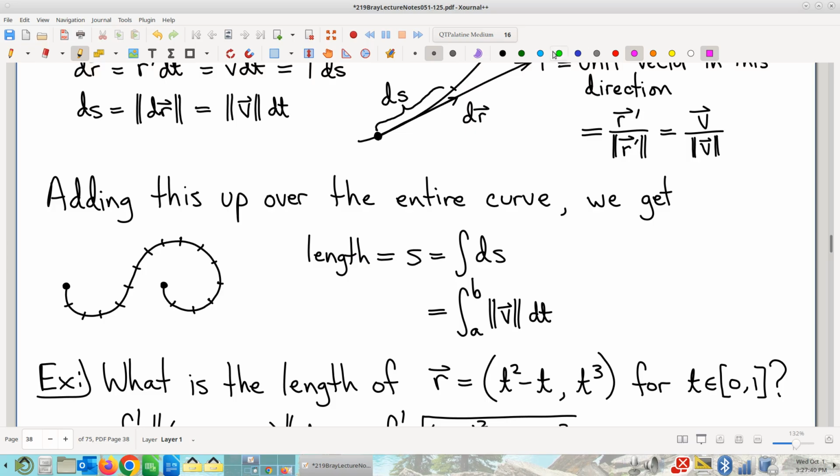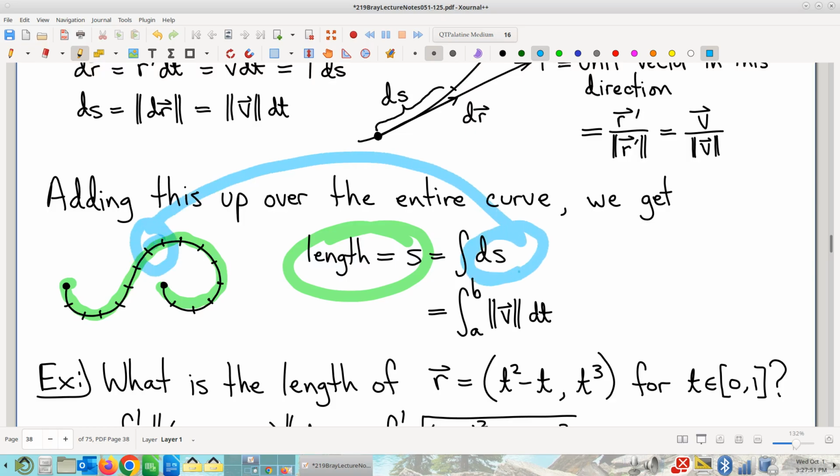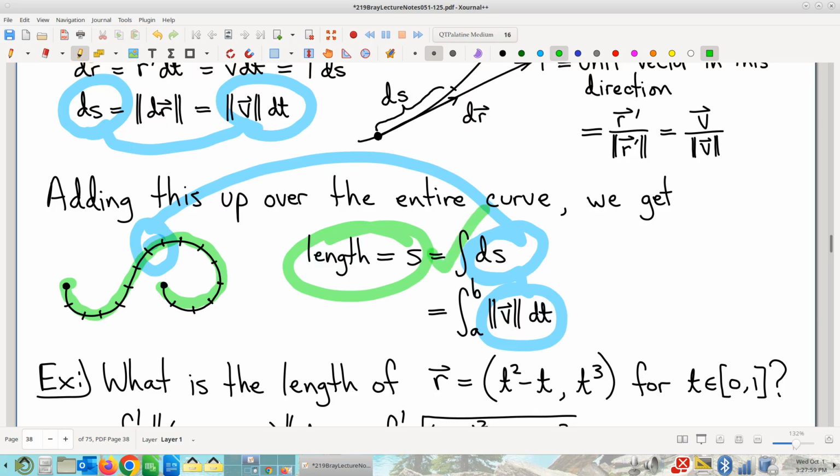Suppose you want to compute the length of an entire parametric curve. Well, I make the modest observation that you can compute on each individual piece, compute ds, for which we have a formula, and then just add up over the entire curve with an integral. That's all it is. We're just integrating little pieces of length to get the total length. And it's a very plug and chug formula.